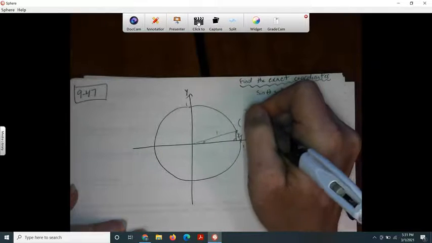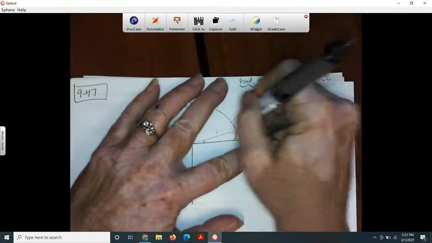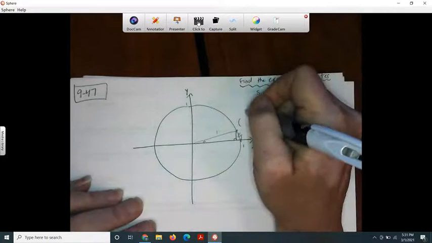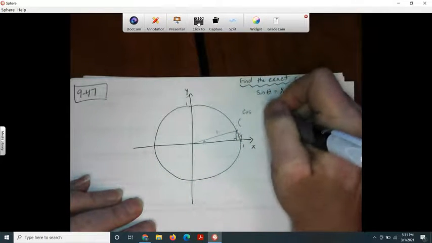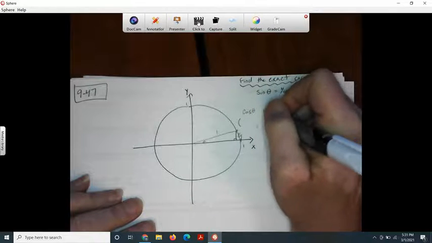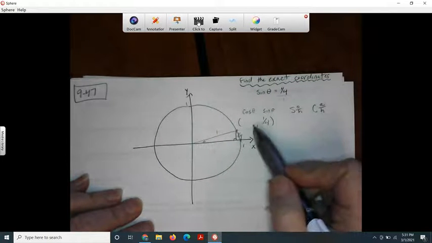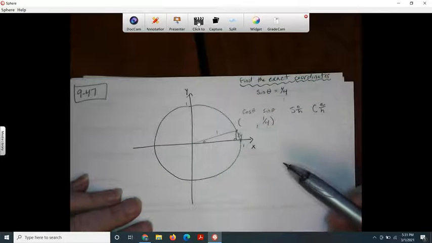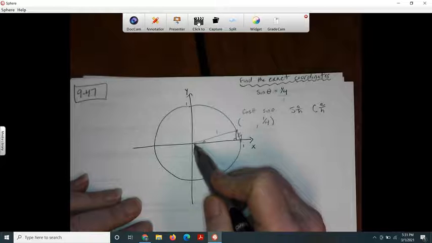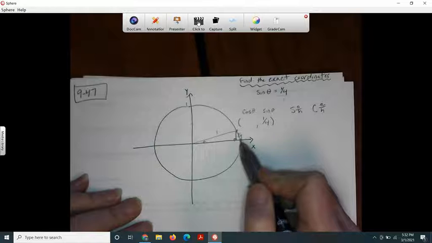I can say, oh wait, sine gives me the y coordinate. Let's do cosine. Well, they already told me sine theta is 1/4. So I need the exact coordinates, so I need to find out what cosine is. Cosine is given by the x coordinate. That would just be this length. It's almost 1, because this would be 1. It's just short of 1. So let's find out what it is.